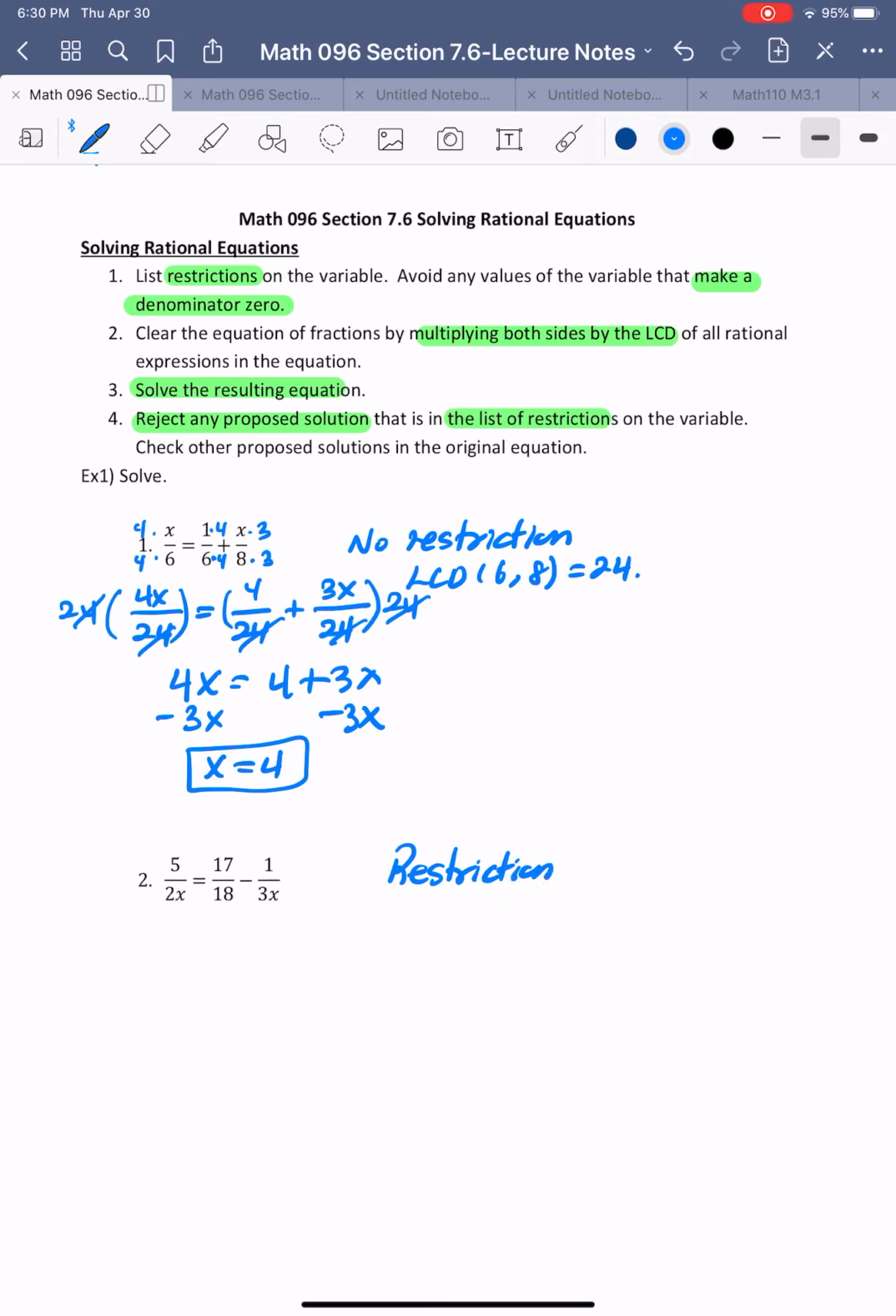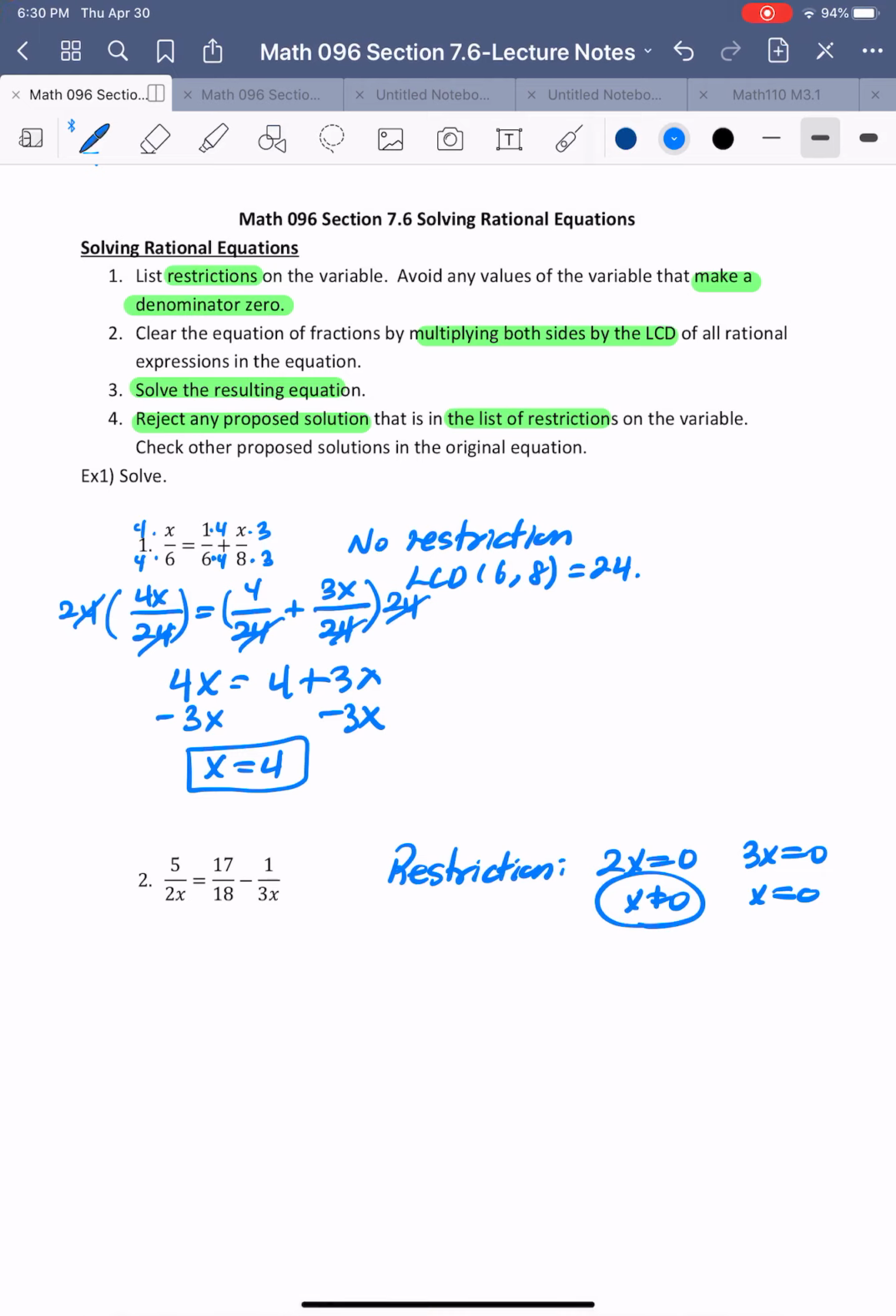Okay, now for number 2, there is a restriction this time, which means any denominator containing the variable is set equal to 0. So first one is 2x equal to 0, which is x equal to 0. And 3x equal to 0, which is x equal to 0. So the restriction is only x equal to 0. So x cannot be 0. If your solution comes out as 0, we need to eliminate it.